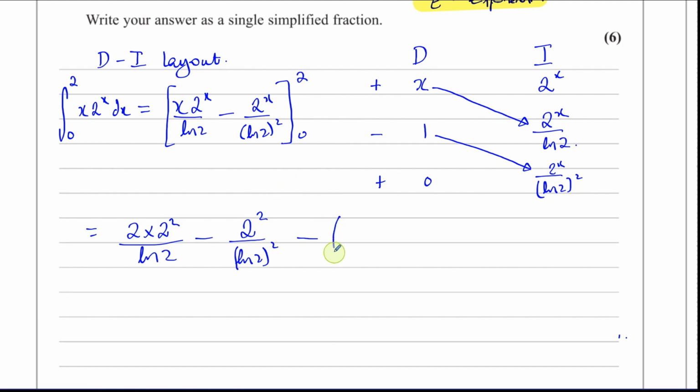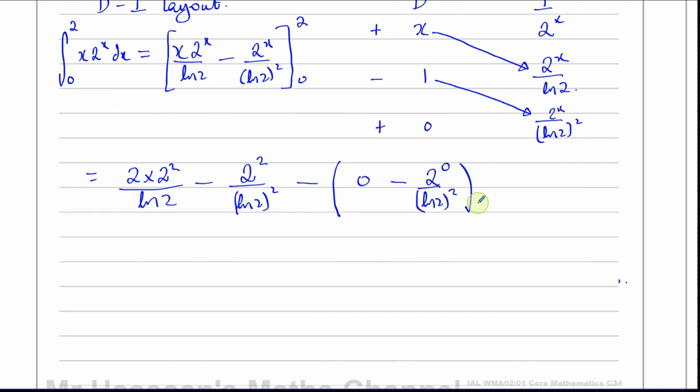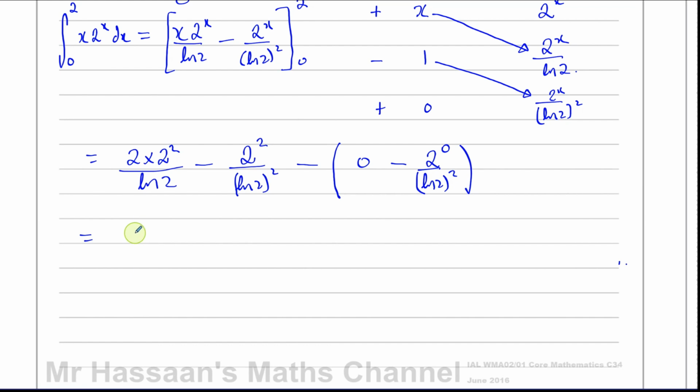Okay, so when you put 0 into here, the first term is going to become 0. You have 0 times 2 to the power of 0, that's going to be 0. But here you're going to have minus 2 to the power of 0 over ln 2 all squared. Now 2 to the power of 0 is equal to 1. So this is going to give us 2 times 2 squared, which is 8, over ln 2, minus 2 squared, which is 4, over ln 2 all squared. And you're going to have plus 2 to the power of 0 is 1, so it's 1 over ln 2 all squared.